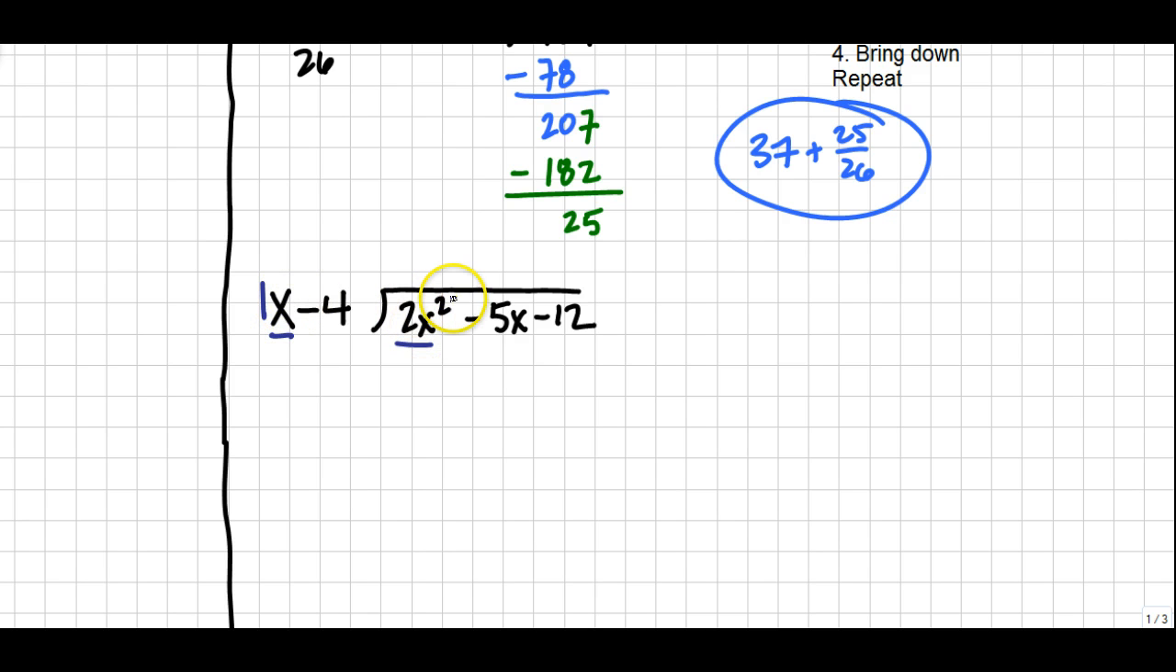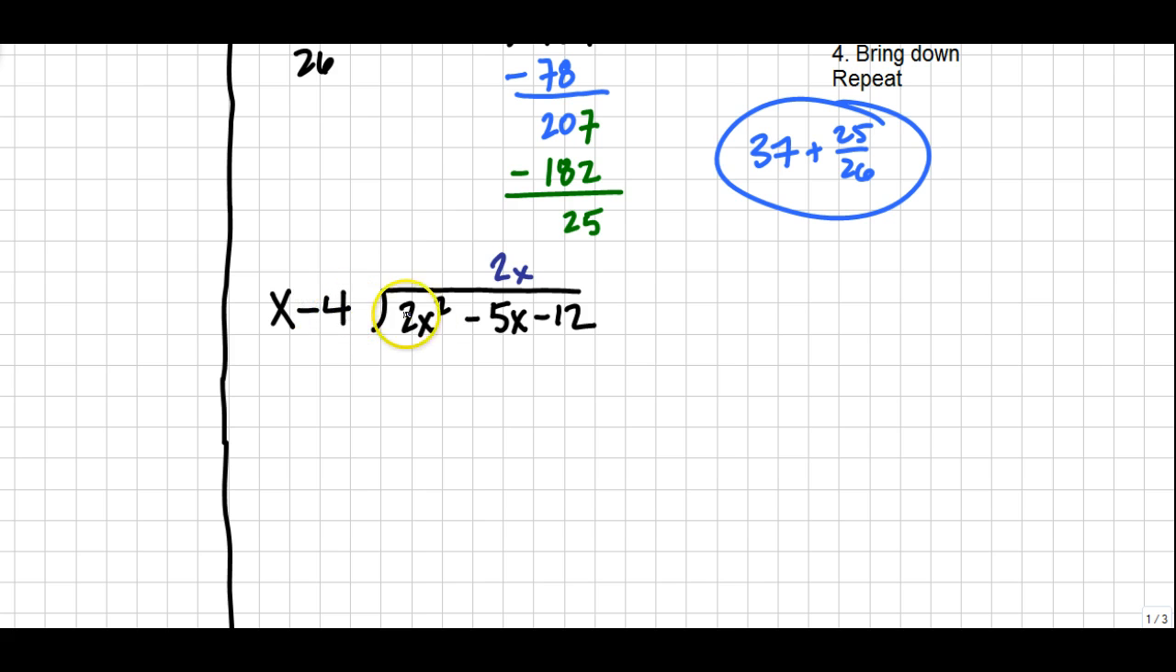X times what is x squared? That's got to be an x. So I ended up with a 2x as my answer. Line up your answer with anything that it's a like term with. So I'm going to put the 2x up top. So just a quick review there on how I got that again. I did x times what is 2x squared.